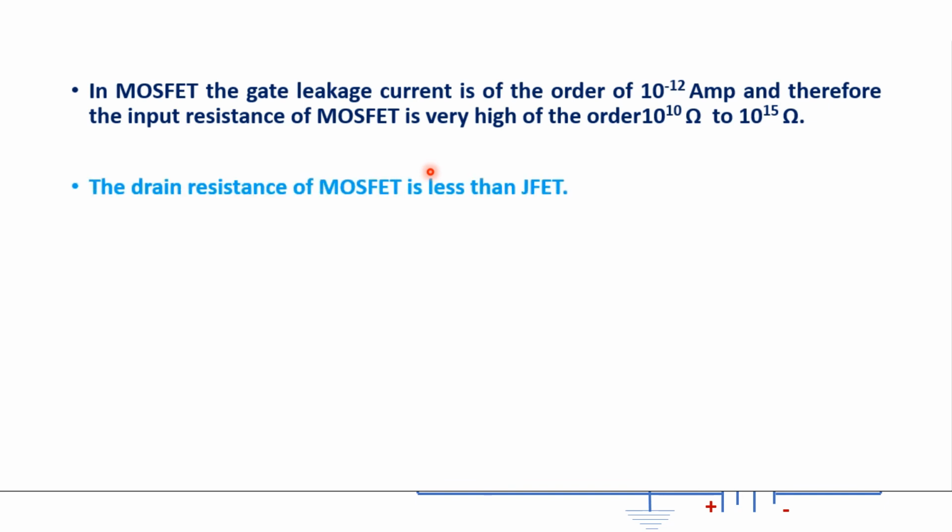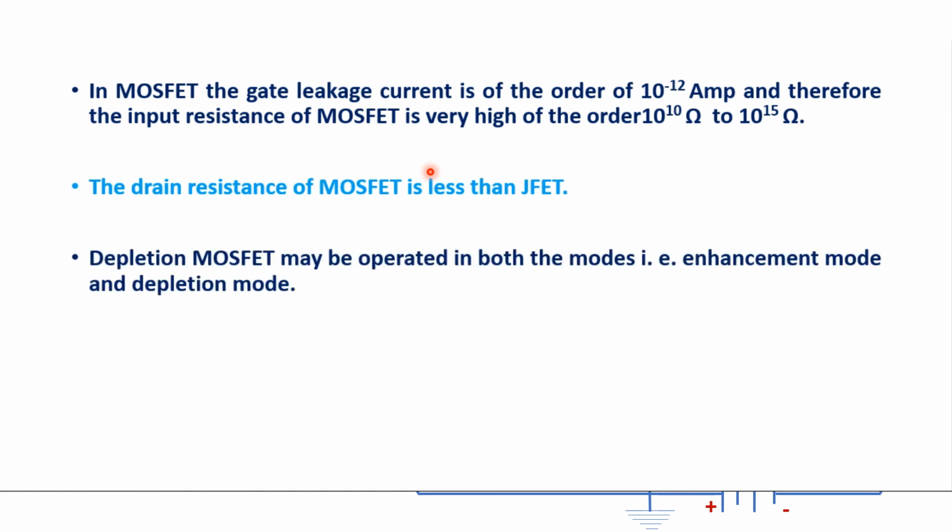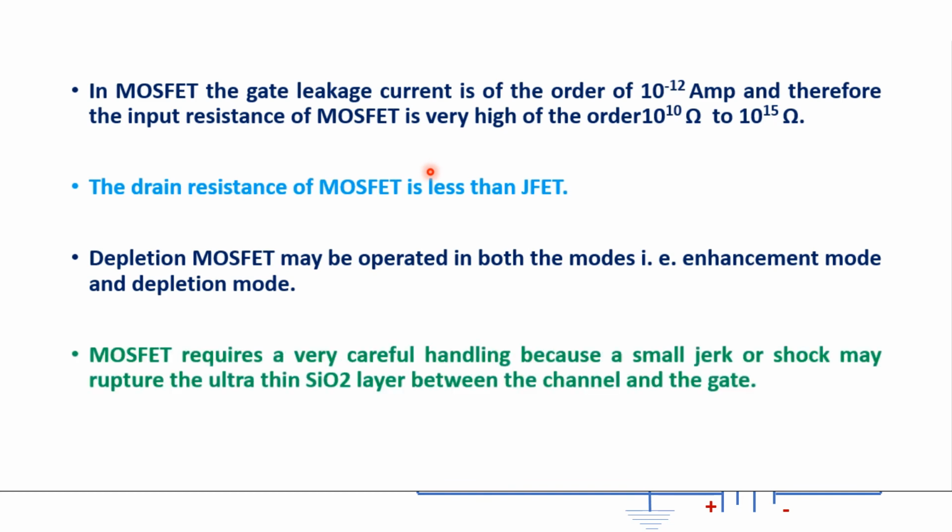The drain resistance of MOSFET is less than that of JFET. Depletion MOSFET may be operated in both modes, that is enhancement mode and depletion mode. MOSFET requires very careful handling because a small jerk or shock may rupture the ultra thin silicon dioxide layer between the channel and the gate. So these are some of the very important special features of this particular MOSFET.